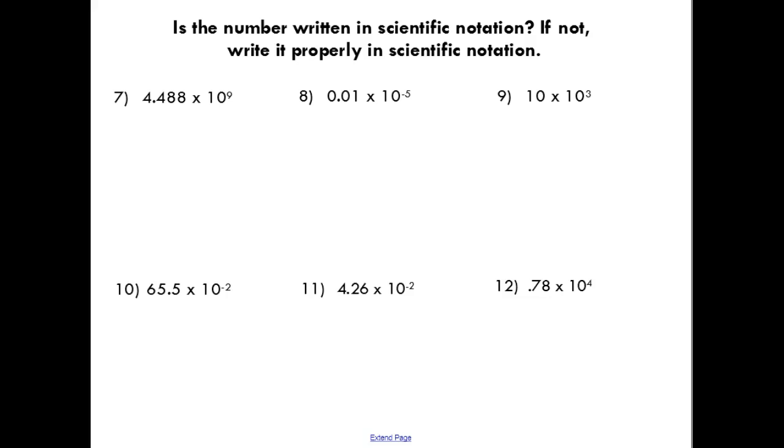So number 7, we got 1 digit, and it's between 1 and 10. If it's 1 digit, it kind of has to be. And the rest looks good. So this one, I give it my approval.